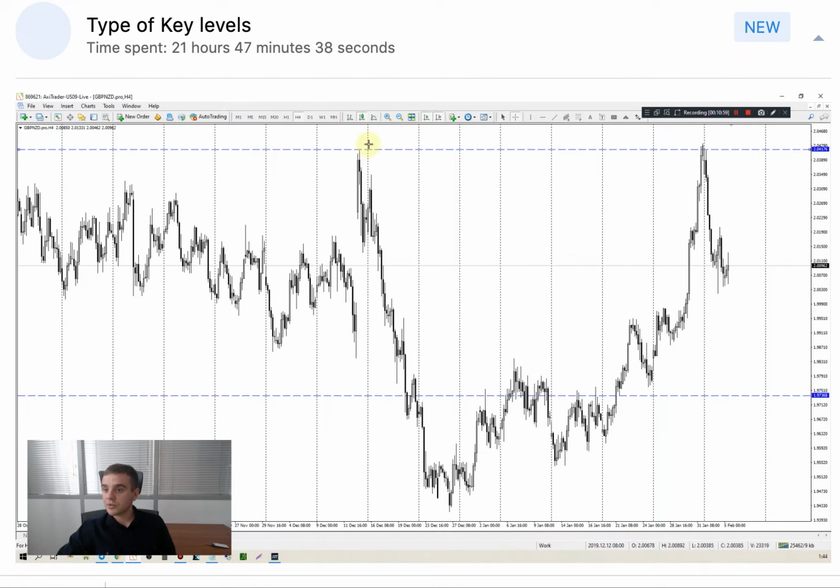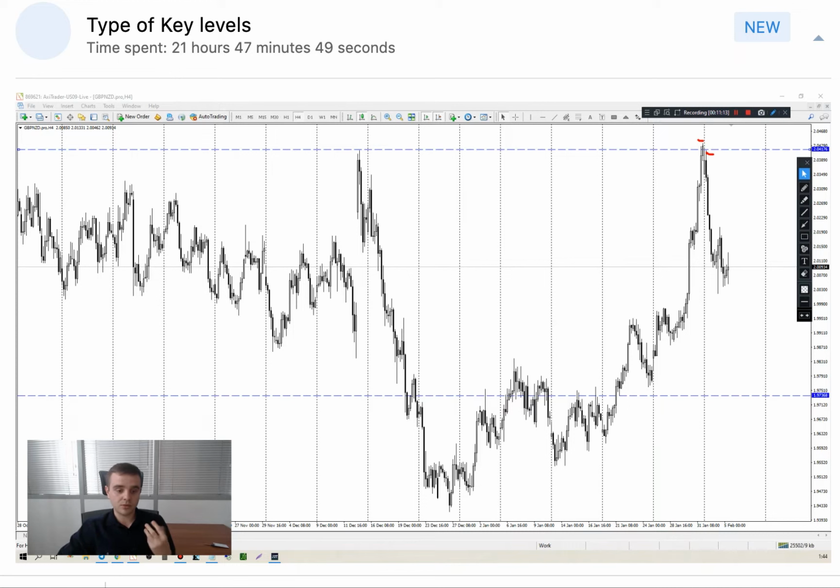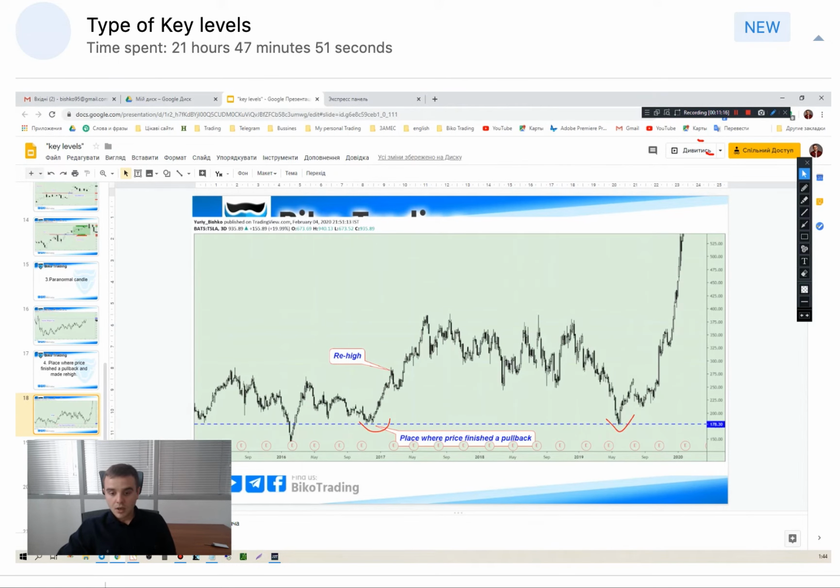Price came into this area and made a false breakout, and another false breakout. From this place, there could be an entry with 37 pips, and price dropped 1 to 10. 1 to 10 you could take in this entry.